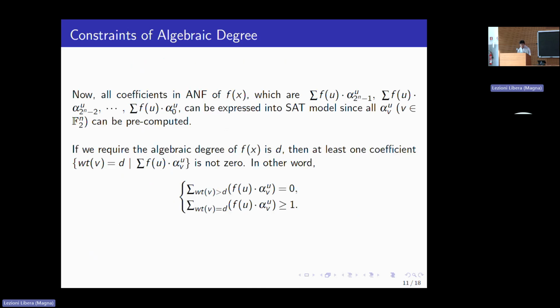And now all the coefficients in the ANF of f(x) can be expressed in the SAT model since all the alpha can be pre-computed. After obtaining the ANF constraints, we need to impose restrictions on the algebraic degree. In other words, we need to constrain the coefficient of the terms with degree greater than d to be 0, and the coefficient of a term with degree equal to d to be 1.